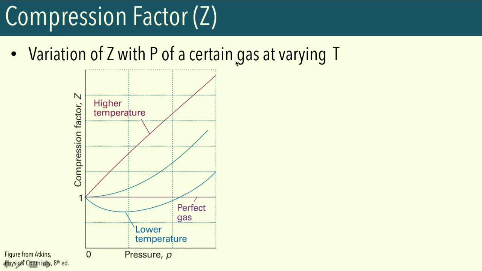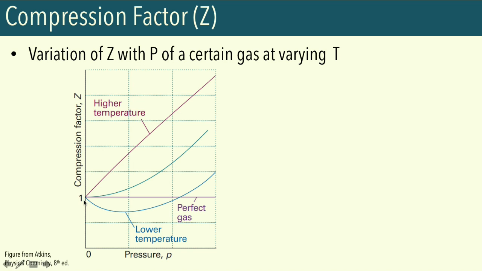So let's look at the variation of Z of a certain gas at varying temperatures. Here we have a plot of compression factor versus pressure. We have different temperatures here: a low temperature, moderate temperature, and a high temperature. Over here we have a value of 1, which corresponds to that of a perfect gas or an ideal gas. Note that regardless of the pressure and regardless of the temperature, the perfect gas is always going to have a compression factor of just 1.